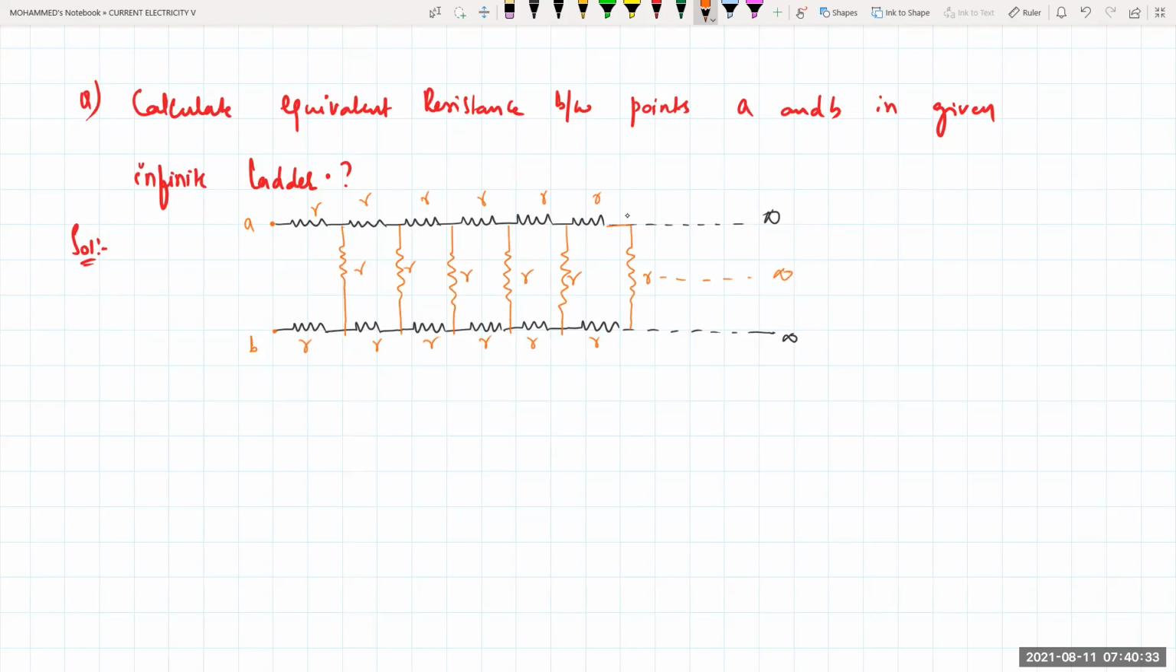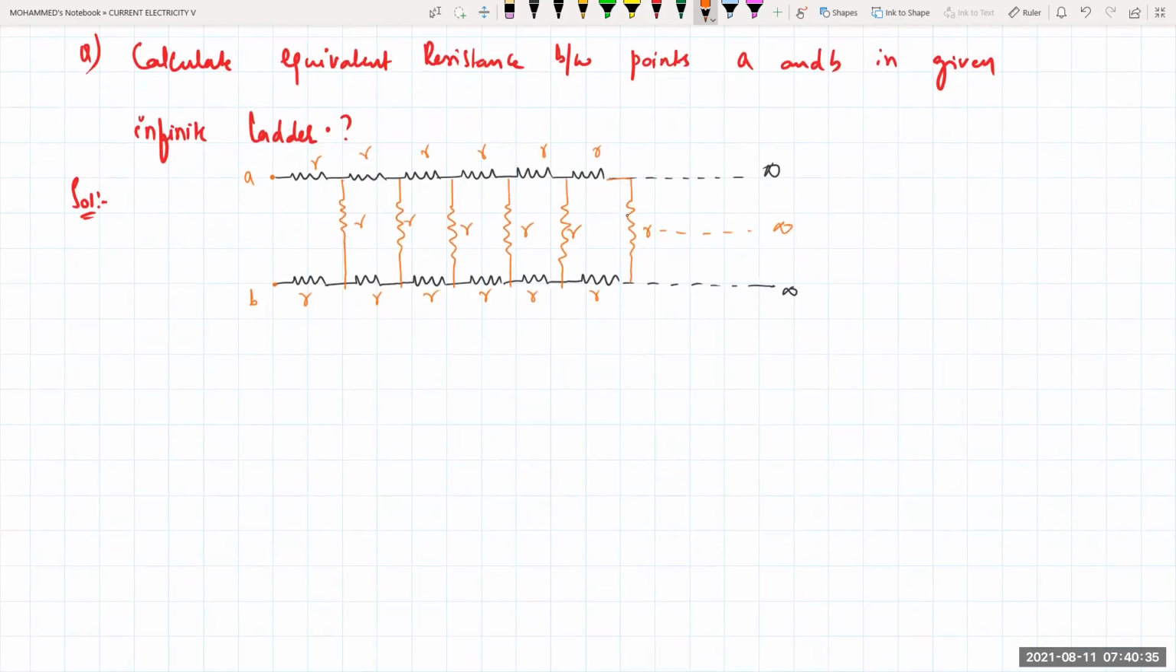This ladder is going up to infinity. See, is there any repeating circuit in this? This R and this R are in series. R and R and R in the same combination. Yes, sir. Again, this R, this R, and this R, again the same, isn't it? Like that, how many are there? Infinity. So you can keep the first one as it is and remove all the rest.